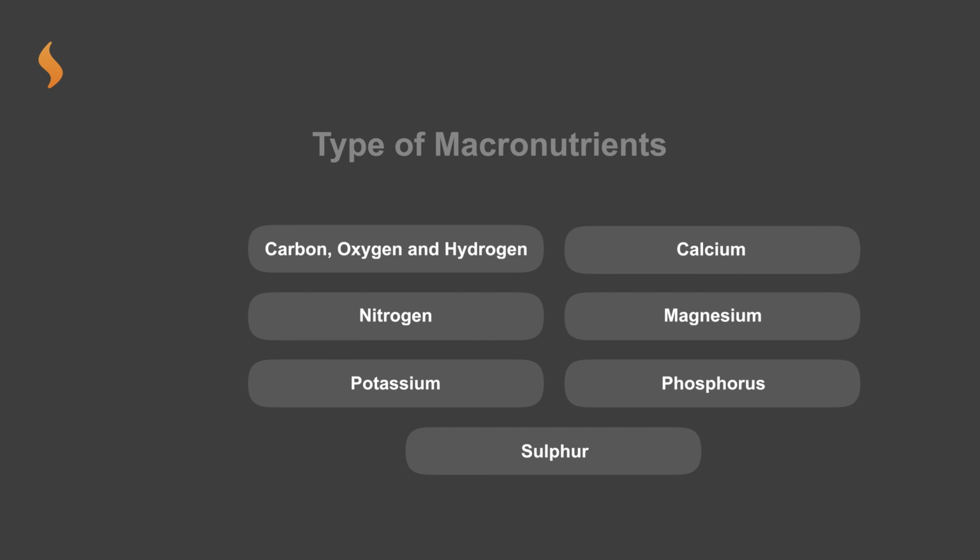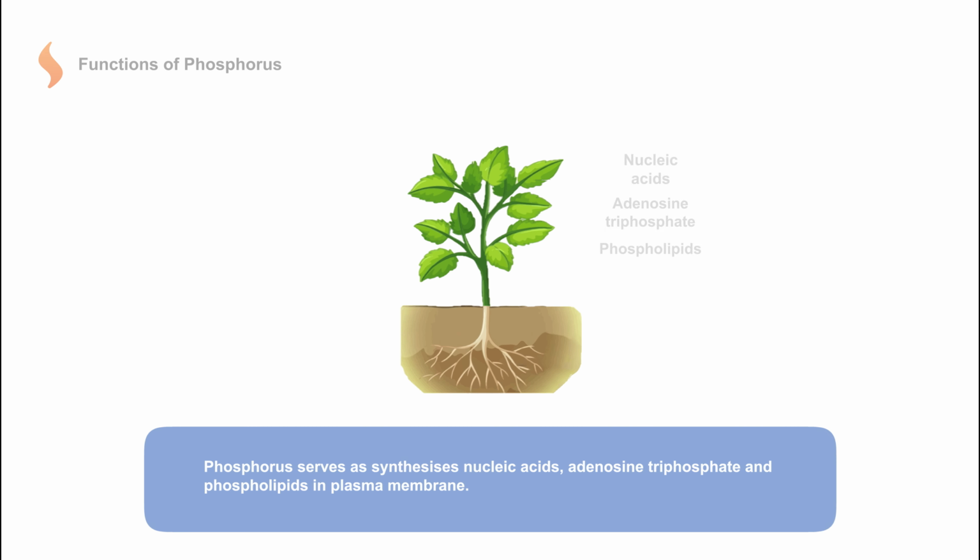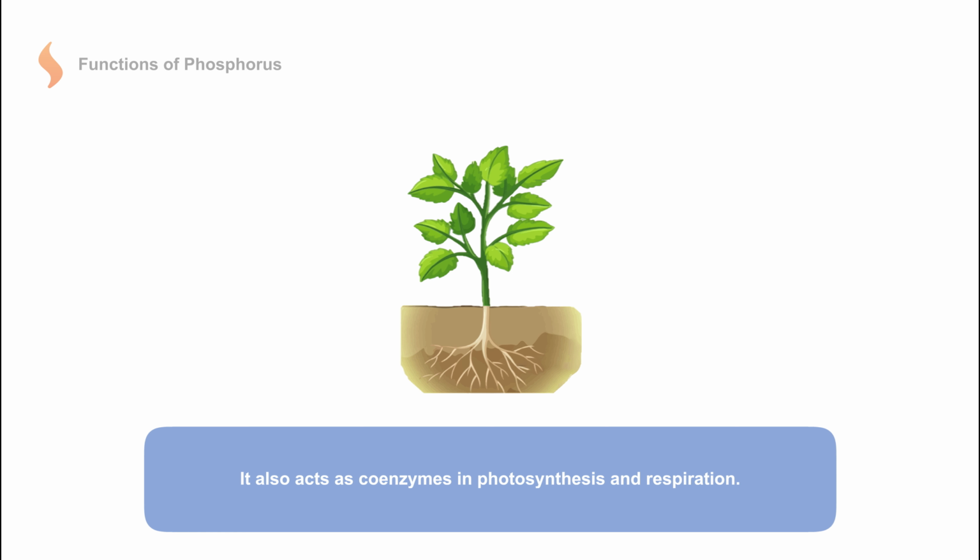Now, let's look into the type of phosphorus. Phosphorus serves in synthesizing nucleic acids, adenosine triphosphate and phospholipids in the plasma membrane. It also acts as a coenzyme in photosynthesis and respiration.